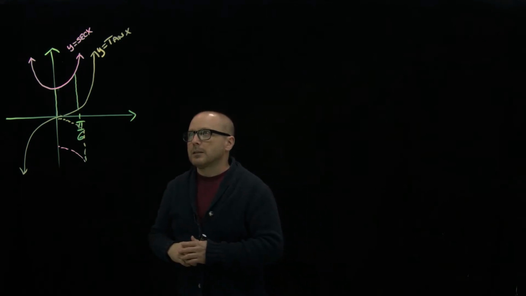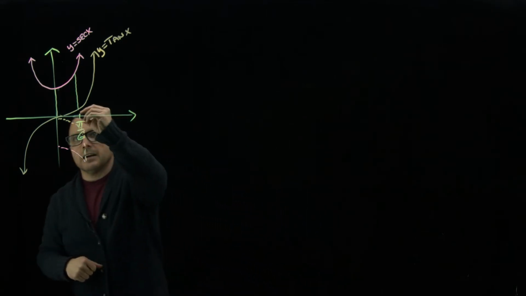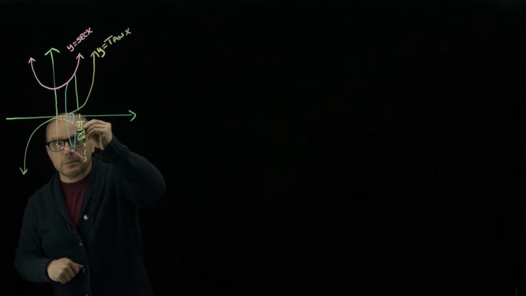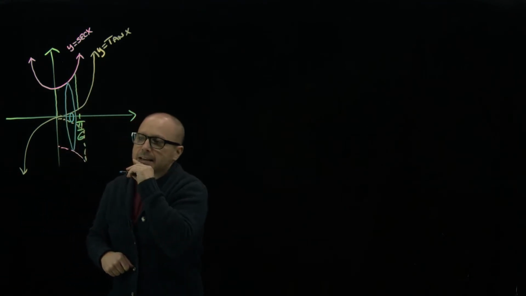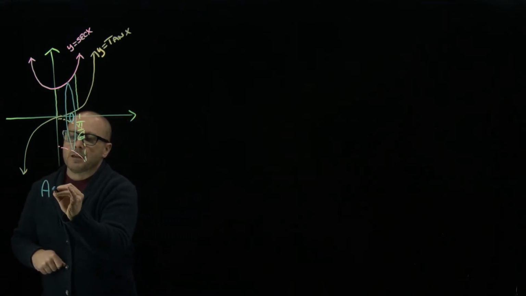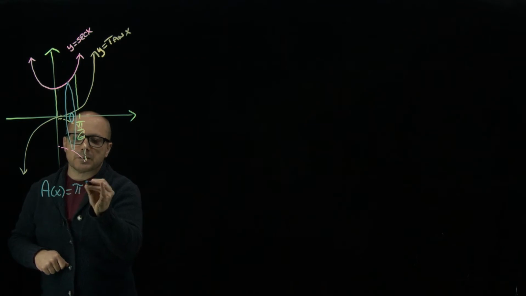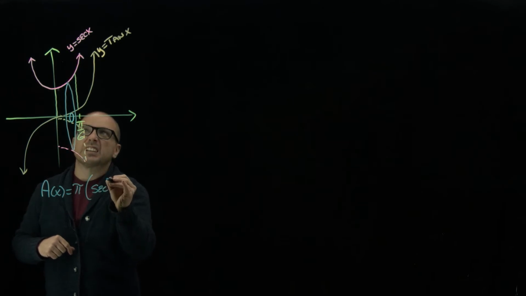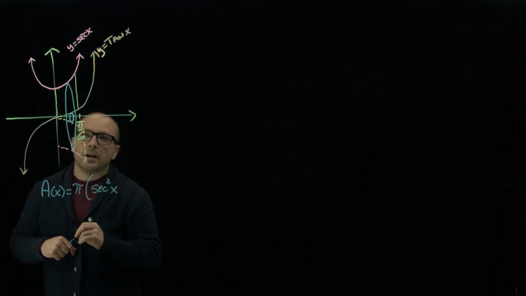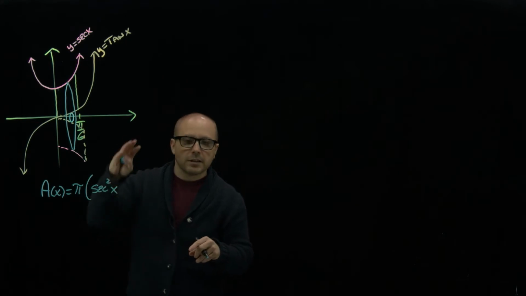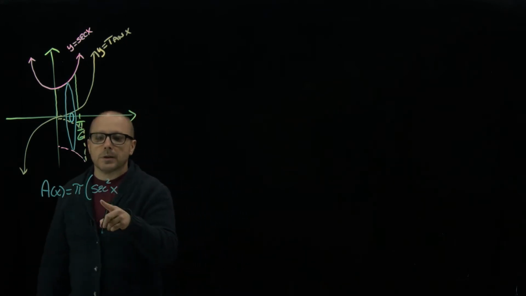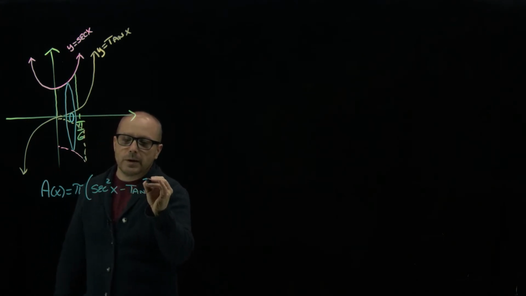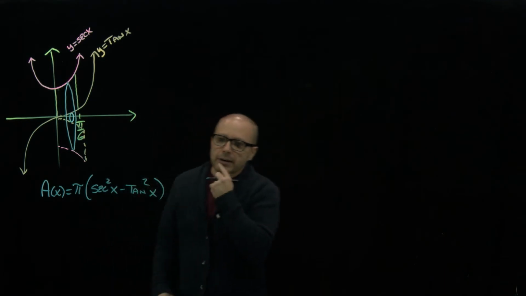Most people did just fine. I'd like to see more people sketching the picture. I think you're less likely to make a mistake with the sketch. But there's your slice. I'm actually pretty happy with the way things went here, except for just a little lack of trig knowledge. If you're rusty on your trig, you should definitely go back and look at some of this. But the bigger radius is secant squared. The smaller radius is tangent squared. That was the cross-sectional area.